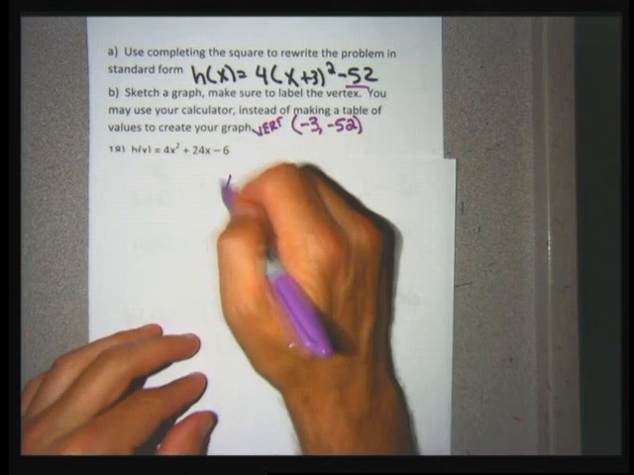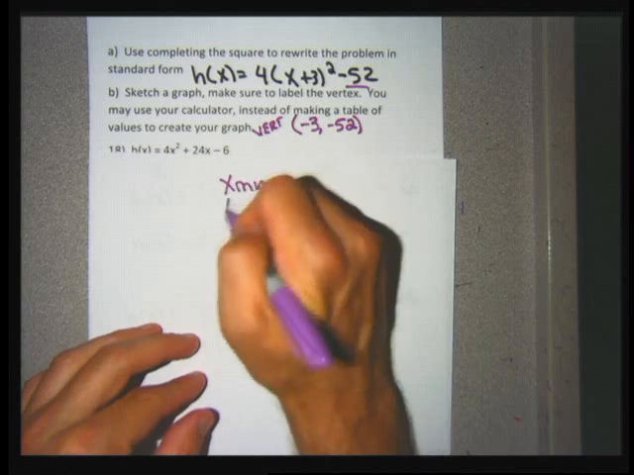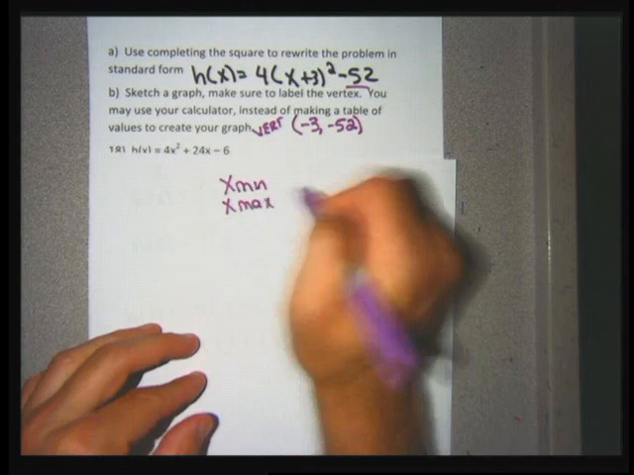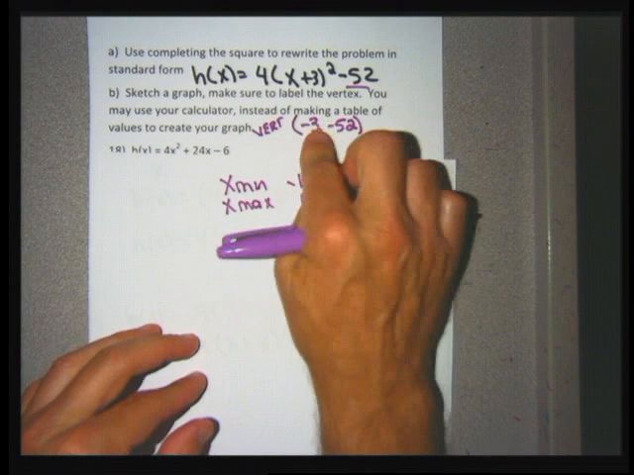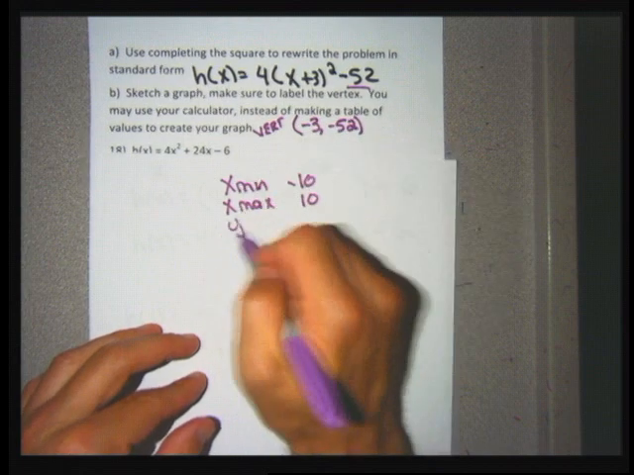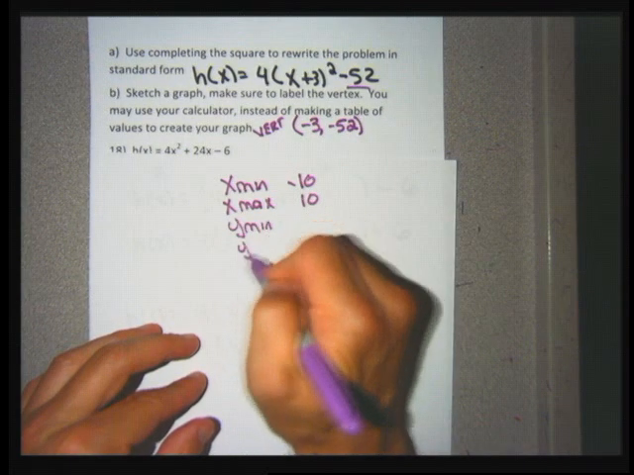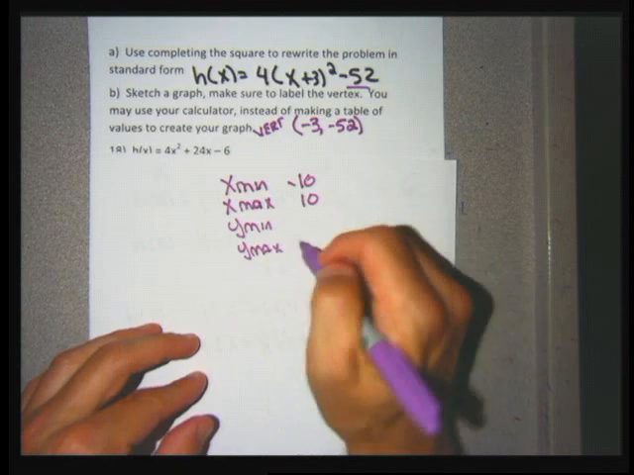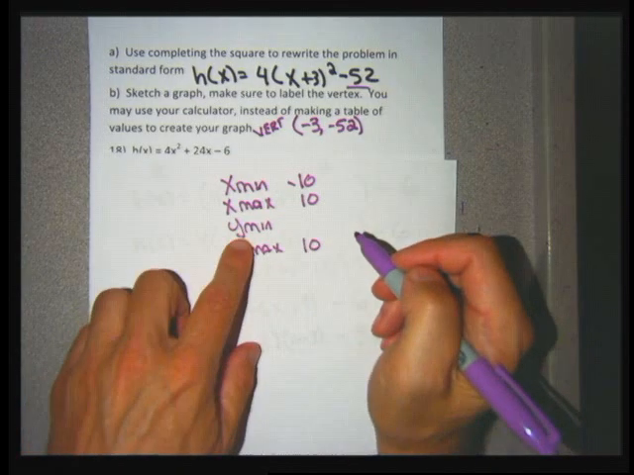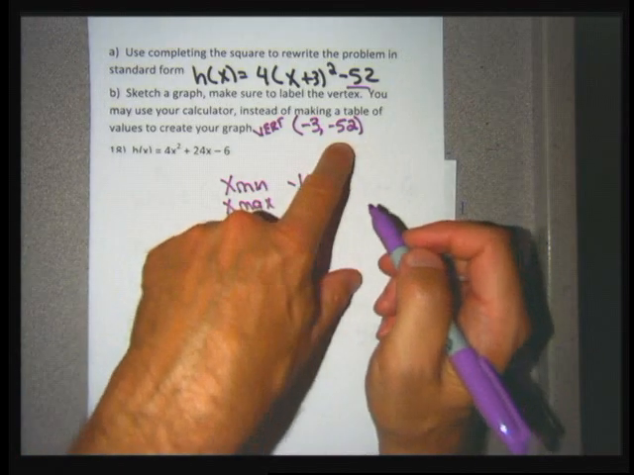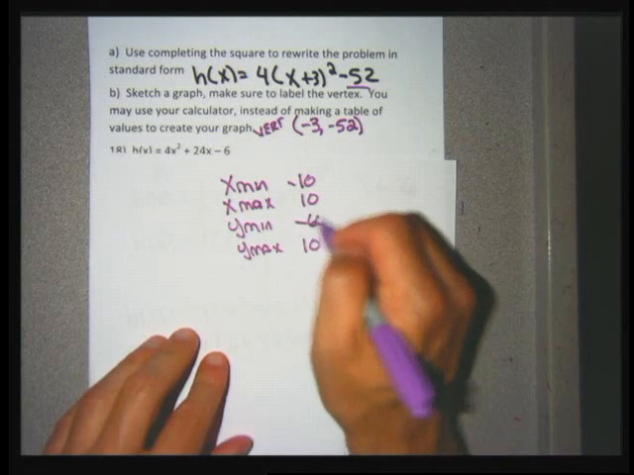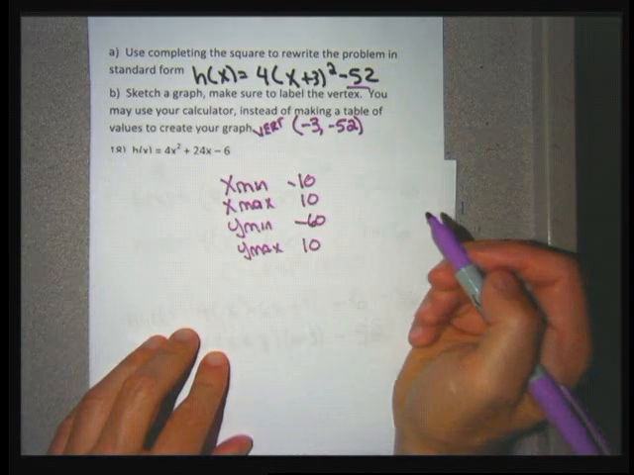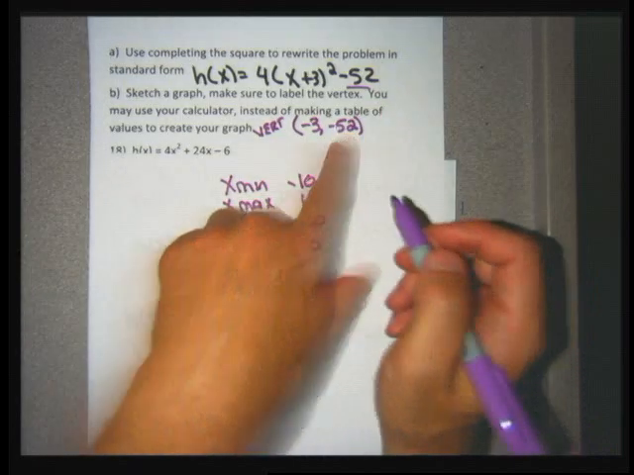When I go to get my window set up, my x-min and my x-max can still stay at -10 to 10 because -3 is in that range. But my y-min and y-max can't stay at -10 to 10. The y-max at 10 is not such a big deal, but the y-min needs to cover up that -52. I'm going to make my y-min go down to -60. And that will gobble up the -52.